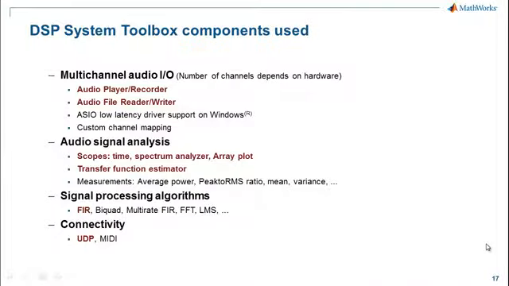The DSP System Toolbox has many components specialized for audio signal processing. The ones marked in red are the ones that we highlighted in the examples presented in this presentation. However, there are others, such as multichannel audio I/O. What I mean by that is 3 channels or more, where you can acquire data in real time, just like we've shown with the sound card. And you can map those channels, and you have control over how you want to map them.